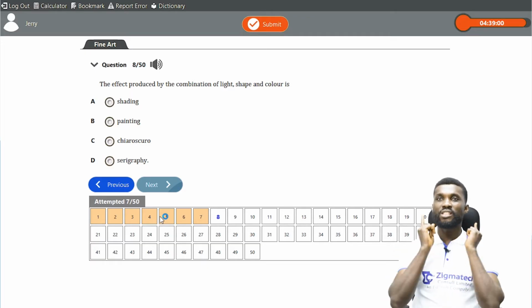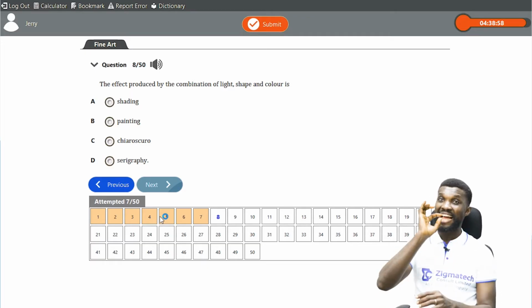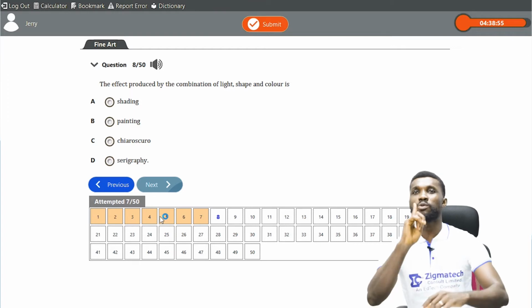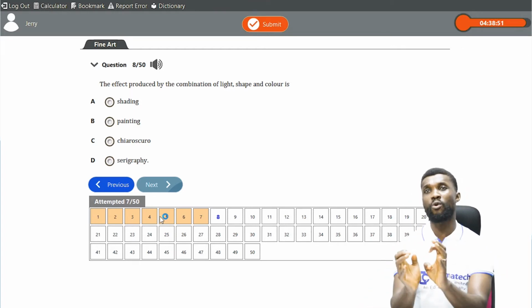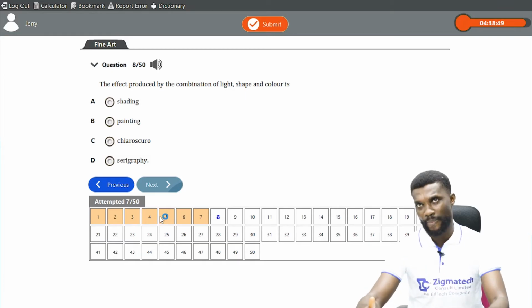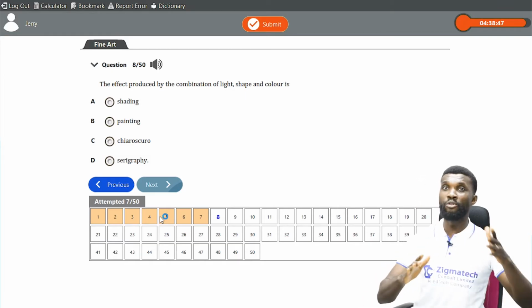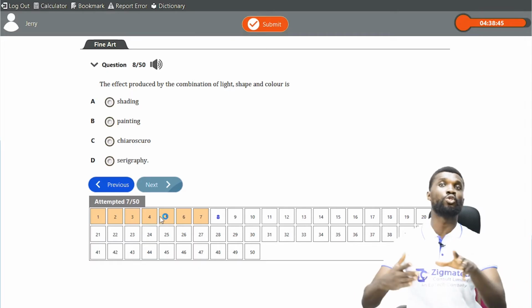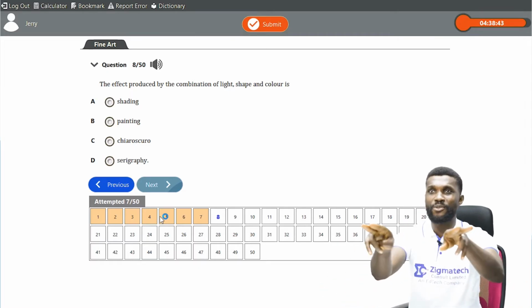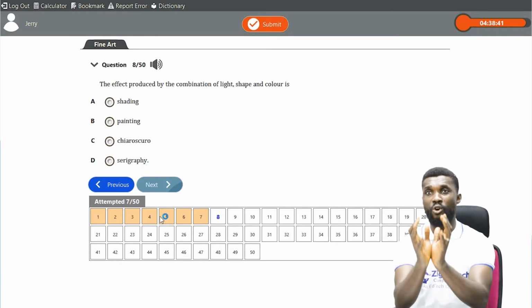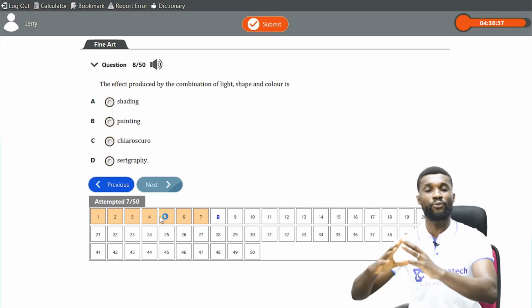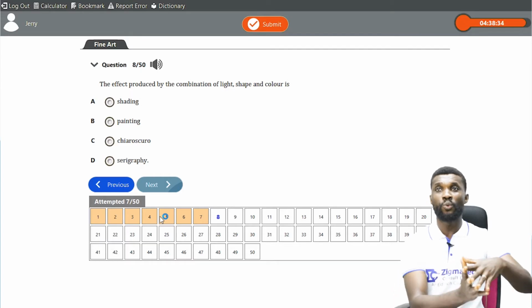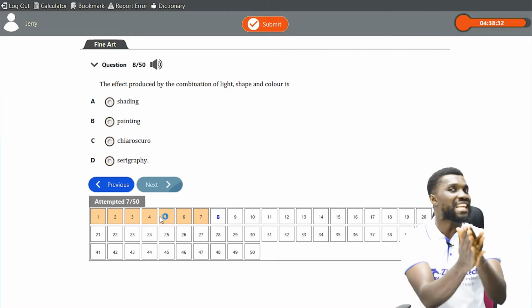Now let me explain each and every one of these options and define what each of them means. Now shading. Number 1, shading is adding solidity or making a work of art 3-dimensional. It involves the movement of light from the darkest part to the lightest part. So the first option covers just shape and light, because it's the movement of light from the darkest point to the lightest point. So shading is out of it.